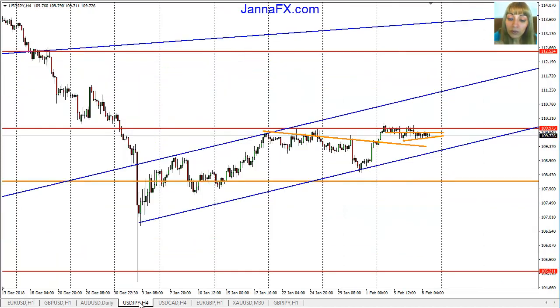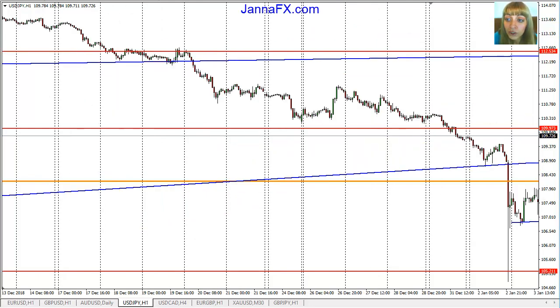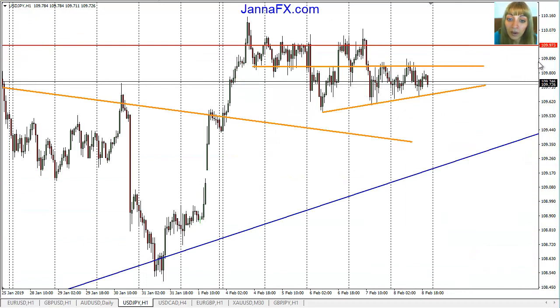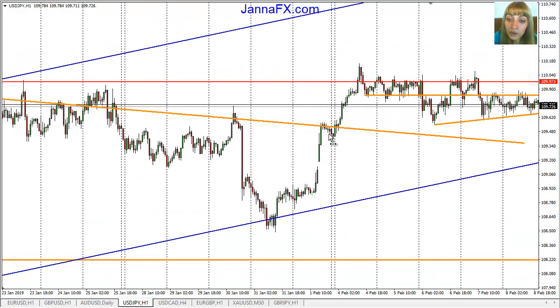Okay, so that was Australian dollar. Now we're going to dollar yen. Okay, so with dollar yen this week, that's where I had a small losing position. I will explain to you what happened, why, and how I think.